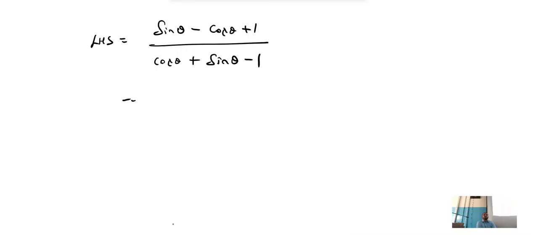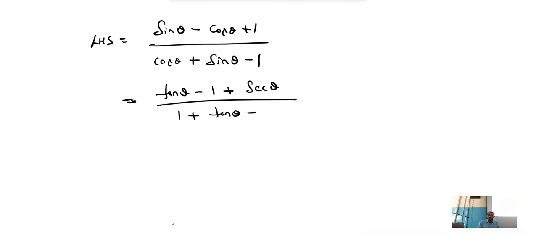What is sin theta by cos theta? Carry the same steps we did in the beginning. Divide both numerator and denominator by cos theta. Sin by cos, tan theta, cos by cos 1, plus 1 by cos, secant theta. Divided by cos by cos 1, sin by cos, tan theta, minus 1 by cos, secant theta.